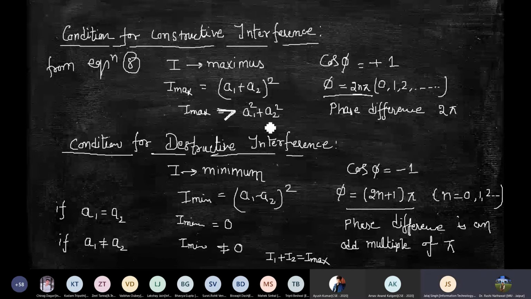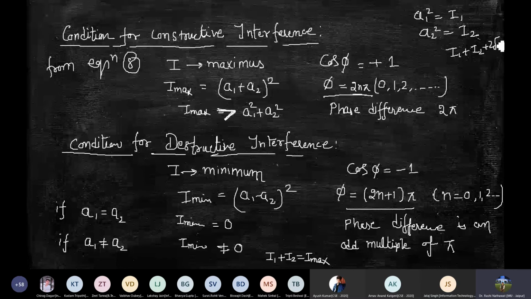Ma'am, I'm saying that A1 square is equal to I1. Okay, A1 square is equal to I1. And A2 square is equal to I2. Then we can consider cos phi as +1 and write I1 plus I2 plus 2 root I1 I2. So under root, you mean you want to write it in the intensity form.